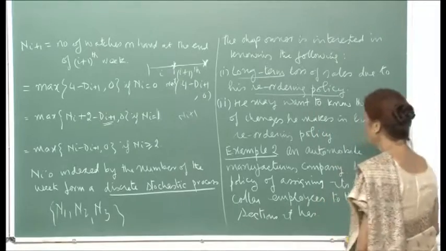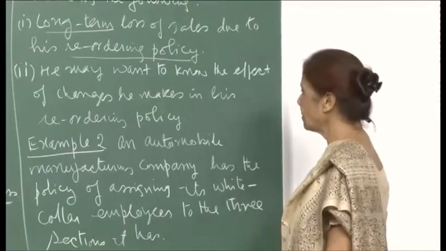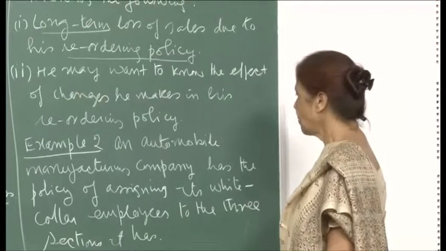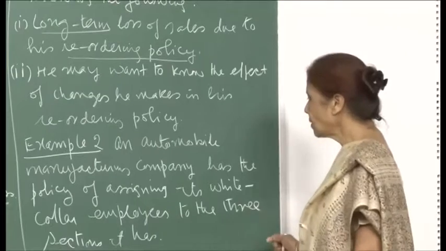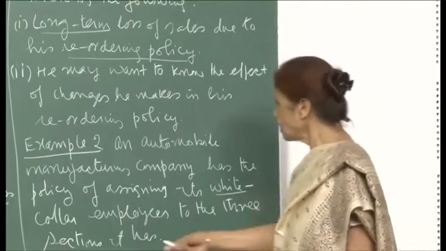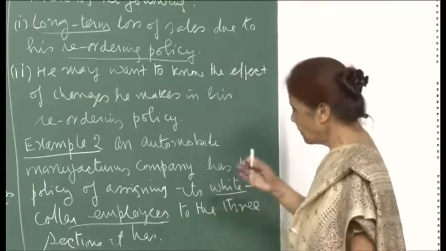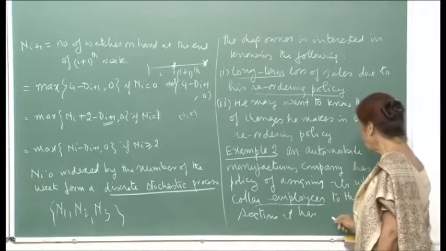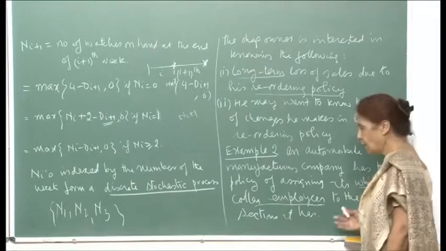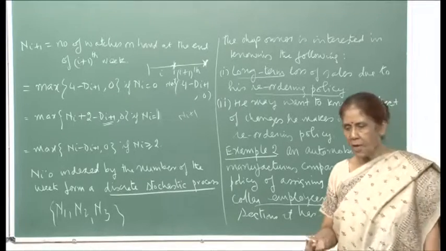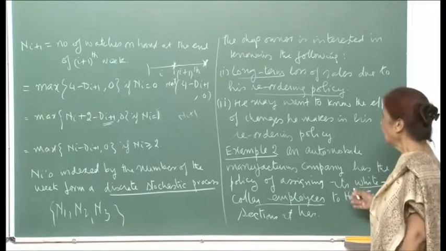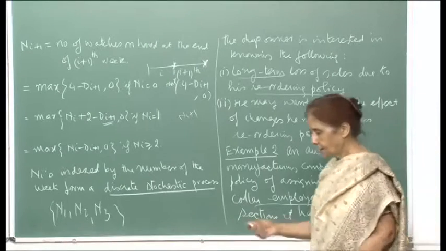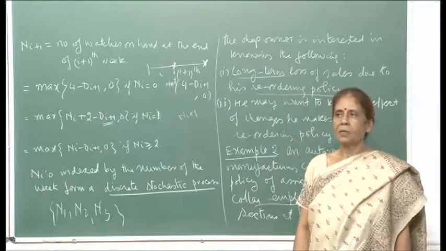Okay. Now, let us look at another example, which is probably a simpler one. So, there is an automobile manufacturing company and it has the policy of assigning its white collar employees, who work in offices, the office of the sales and so on, to the 3 sections it has. The 3 sections are production, HR, handling human resources, and sales. We will now look at this example and give you another feeling about the stochastic processes.